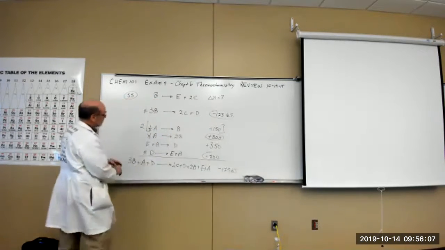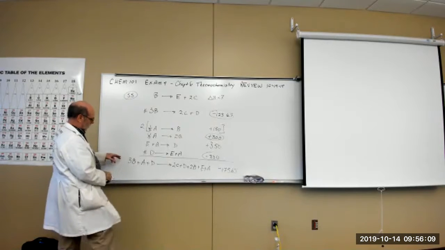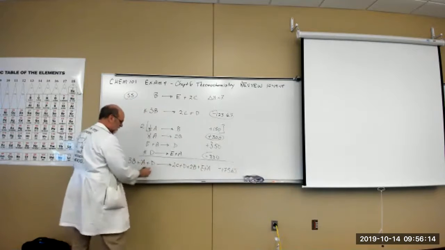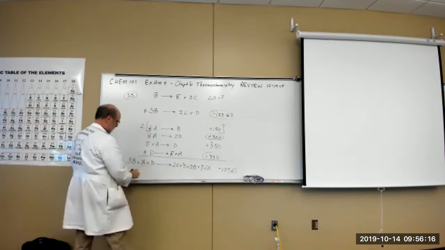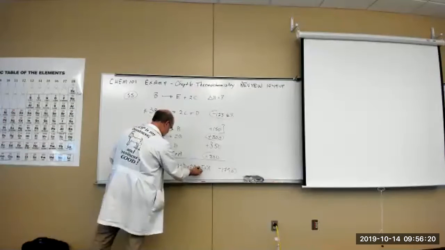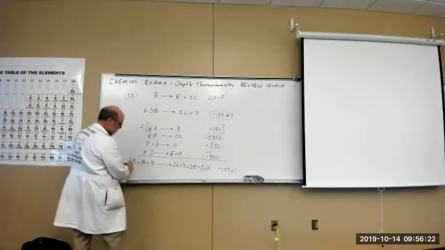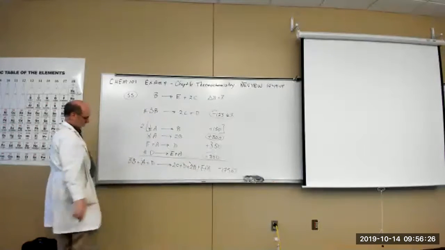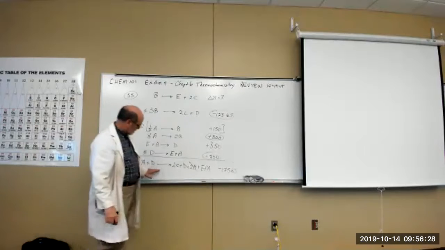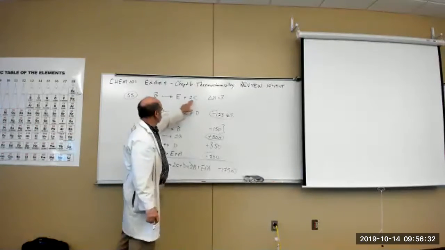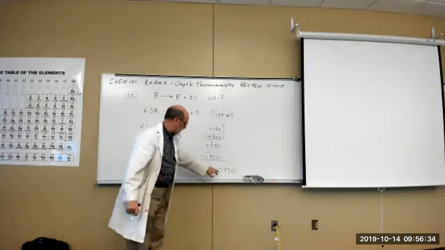Now let's see if our conditions are met. All right, we've got an A on this side, A on this side, D on this side, D on this side. We've got a 2C and an E, that's good. We've got 2 B's on this side, 3 B's on that side. So those two cancel and leaves us with 1. So B yields 2C plus E. So this value is correct.